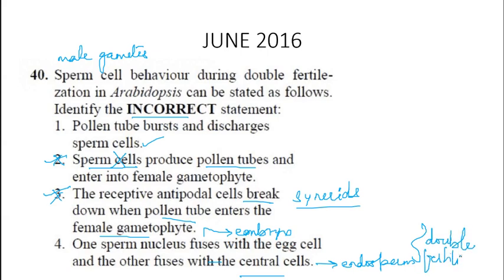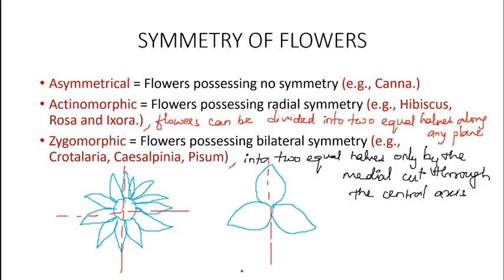Flowers can be asymmetrical, actinomorphic or zygomorphic. Actinomorphic flowers possess radial symmetry, which means they can be cut into 2 equal halves along any plane. They are seen in Hibiscus rosa, Ixora. In zygomorphic flowers, seen in Crotalaria, Caesalpinia, Pisum, they can be cut into equal halves only by the medial cut, through the central axis.